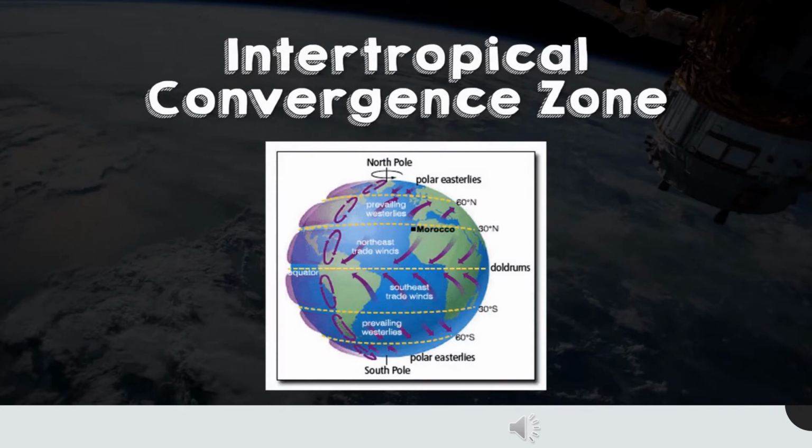Aside from the prevailing winds and local winds in the Philippines, we also need to be familiar with the Intertropical Convergence Zone, or ITCZ. Remember the northeast trade winds and southeast trade winds? What happens when these trade winds meet at the equatorial region? It forms the Intertropical Convergence Zone or the ITCZ. Ano ang ITCZ? Let's zoom in.